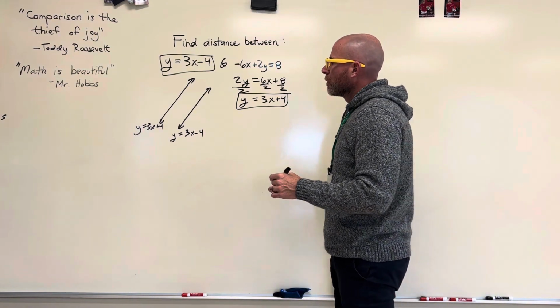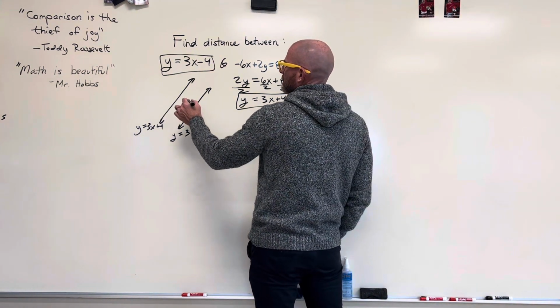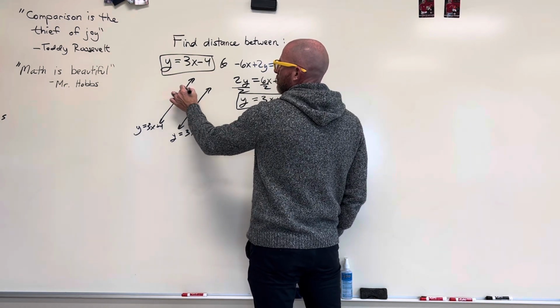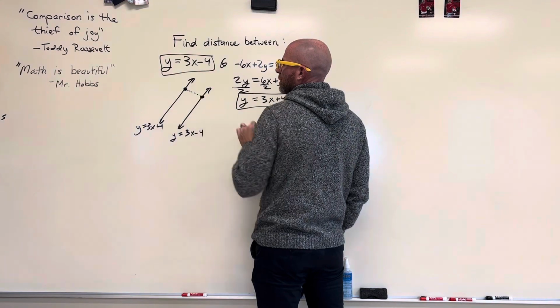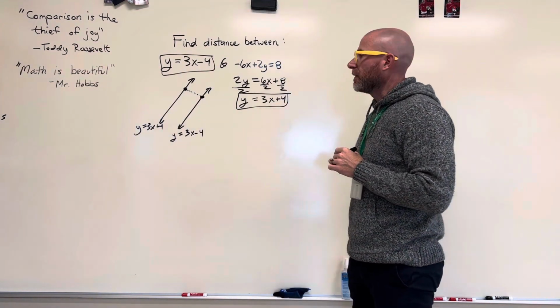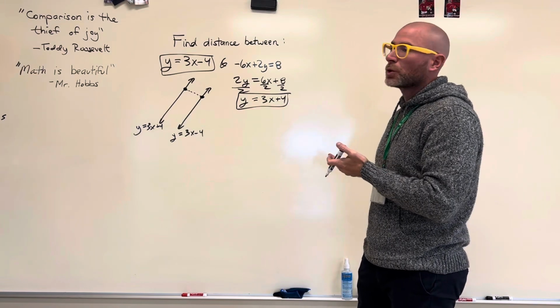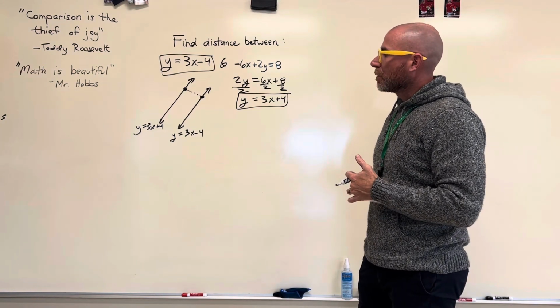What we want to do to find the distance is pick a point on this graph, and find the perpendicular to the point over here. Then we can find the distance between them because, again, the perpendicular represents the shortest distance between the two. So how do I pick a point?